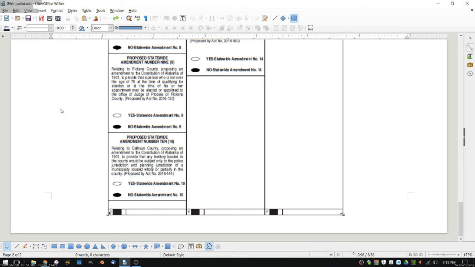Amendment 10 says any city or town that is completely outside the county boundaries of Calhoun County cannot exercise any police or planning jurisdiction inside Calhoun County. Now, although I do agree police jurisdiction has to have distinct boundaries, I think the planning jurisdiction needs to have the input from the entire community and surrounding area. So I'm going to vote no on that amendment as well.